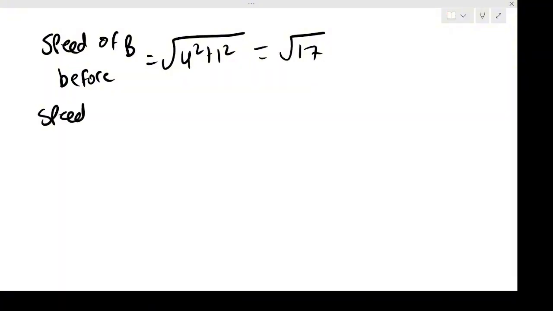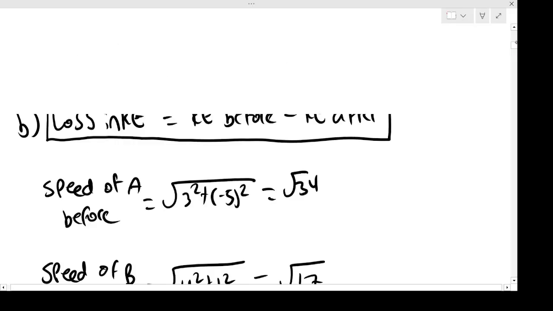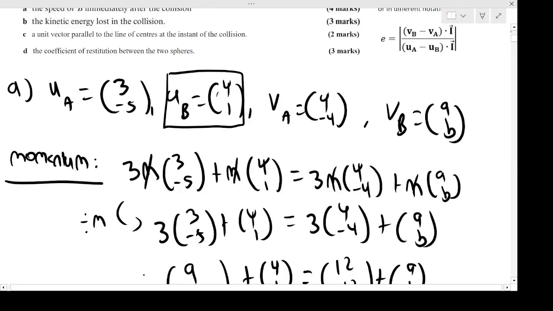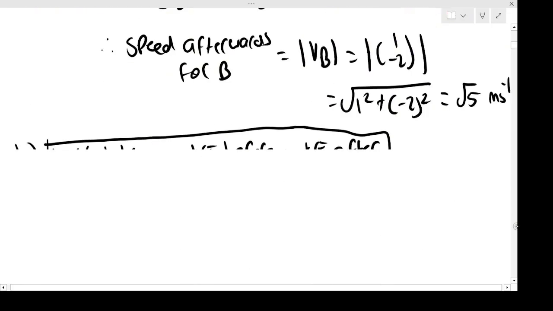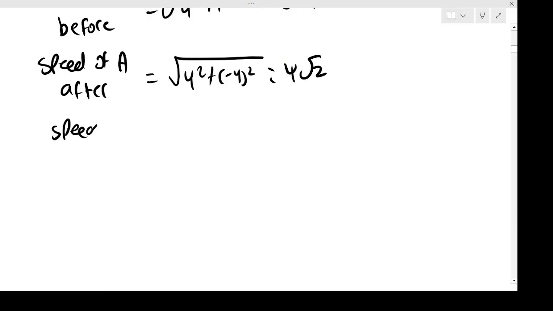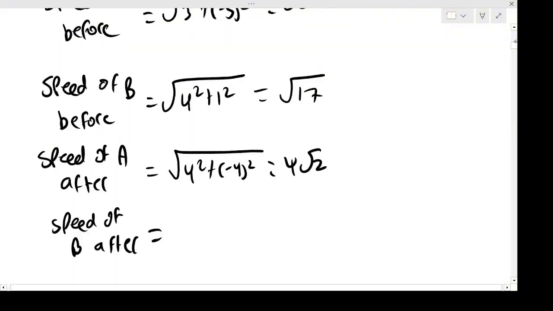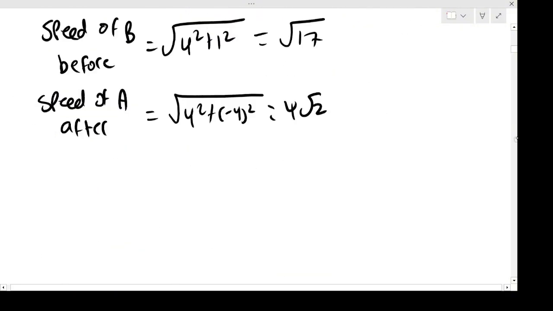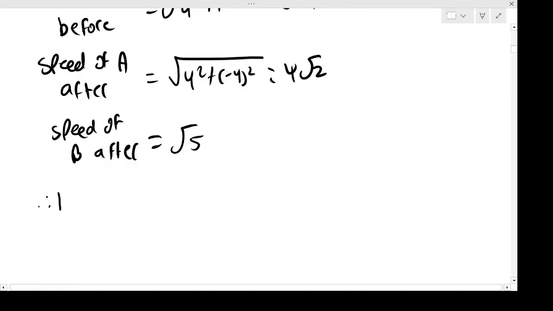Then the speed of A afterwards, well, it's 4 minus 4 for the vector. So Pythagoras of that is going to be 4 squared and minus 4 squared. So that's going to be 4 root 2. Okay, and then the speed of B after, well, actually, we've just worked that out, haven't we? The speed we said was root 5. Okay, so now we can work out the kinetic energy.